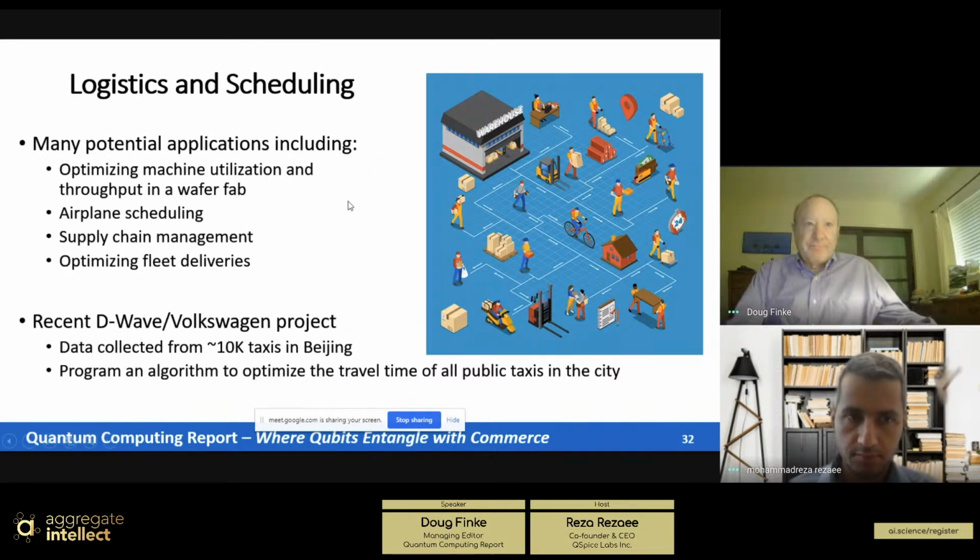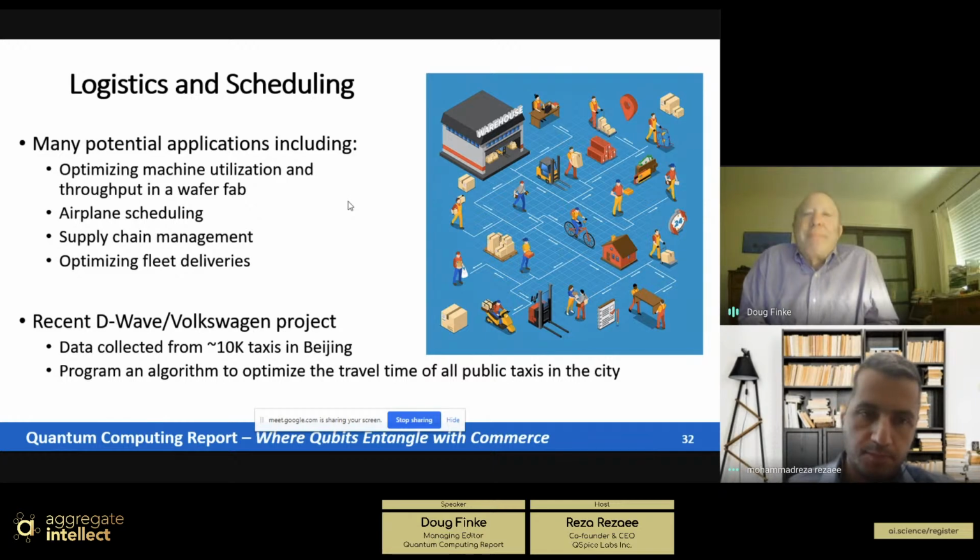Logistics and scheduling. This is a daily problem for any of the companies that have to optimize fleets, whether it's deliveries for Amazon, scheduling airplanes for United Airlines, American Airlines, or any of the airlines, optimizing traffic, a lot of work done in optimizing traffic to minimize traffic jams, optimizing machine utilization in a wafer fab. Lots of applications, and there's a lot of work being done on logistics and scheduling.